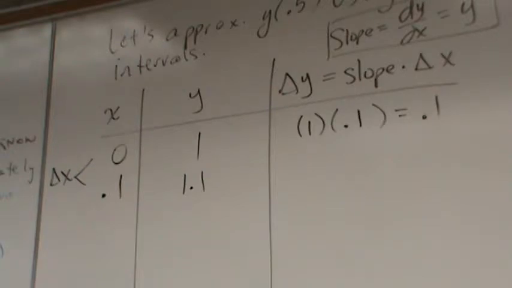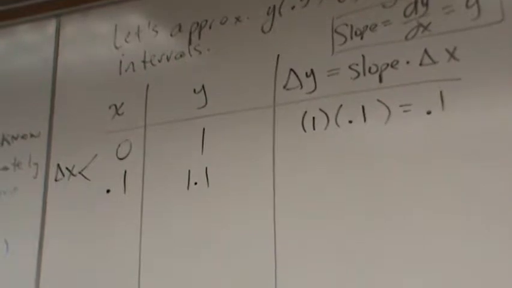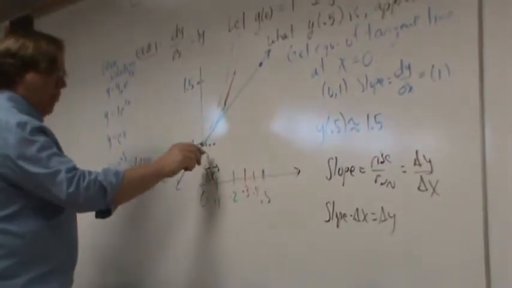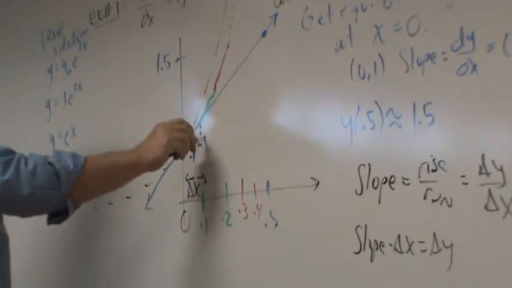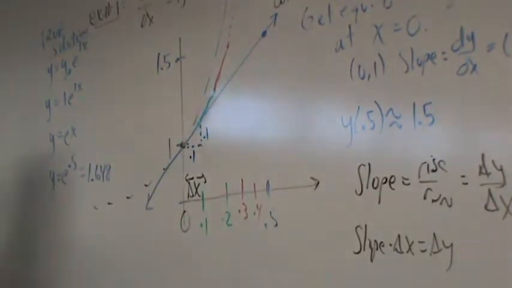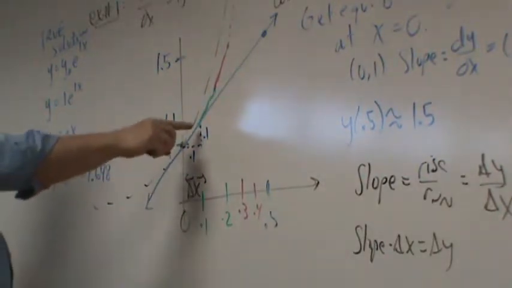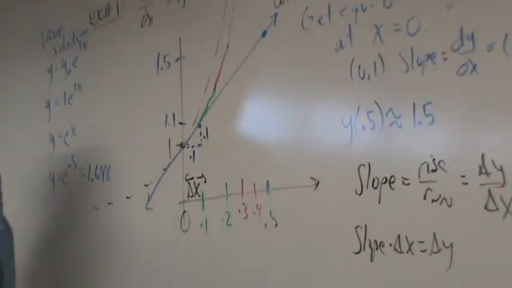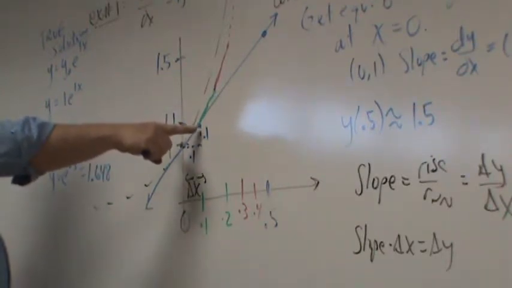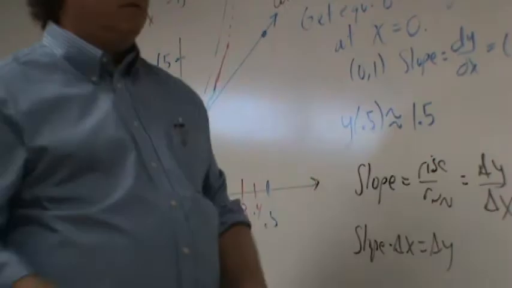That is, what happened here is I had a run of 0.1, I had a slope of 1, which meant I had a rise of 0.1. So now I'm right here at 1.1. My approximation of y of 0.1 is 1.1, and now I'm going to find my new slope, the slope at 1.1.